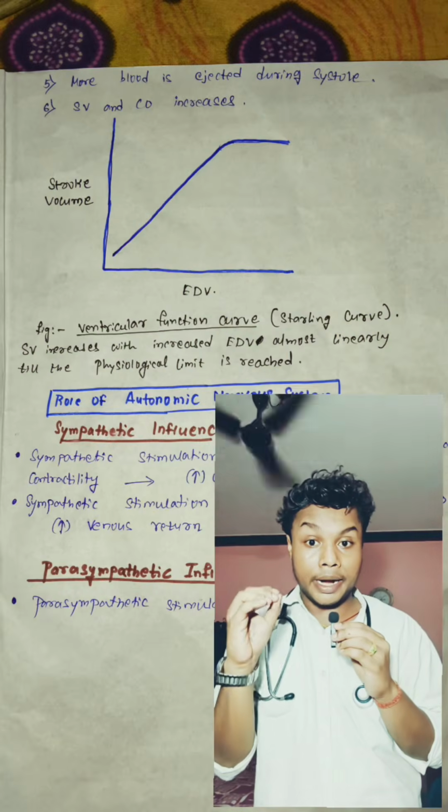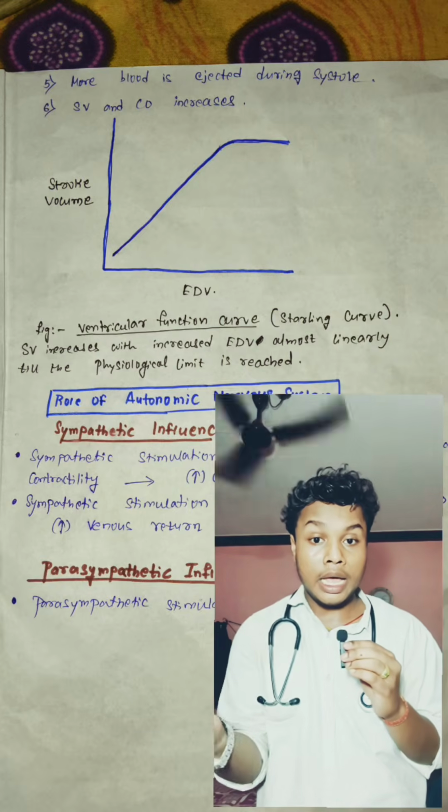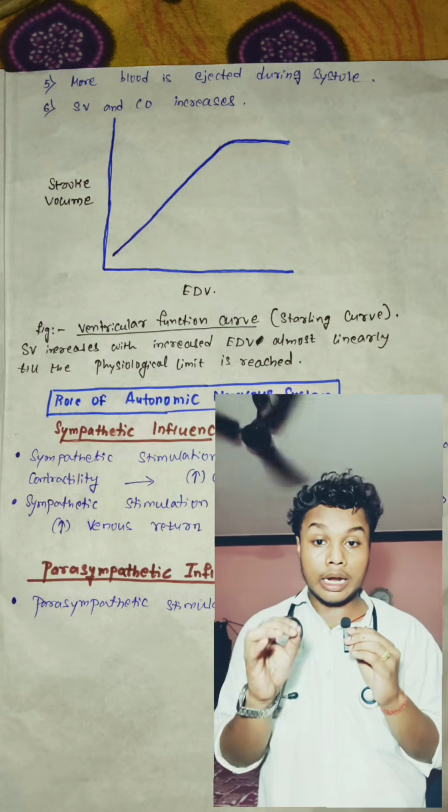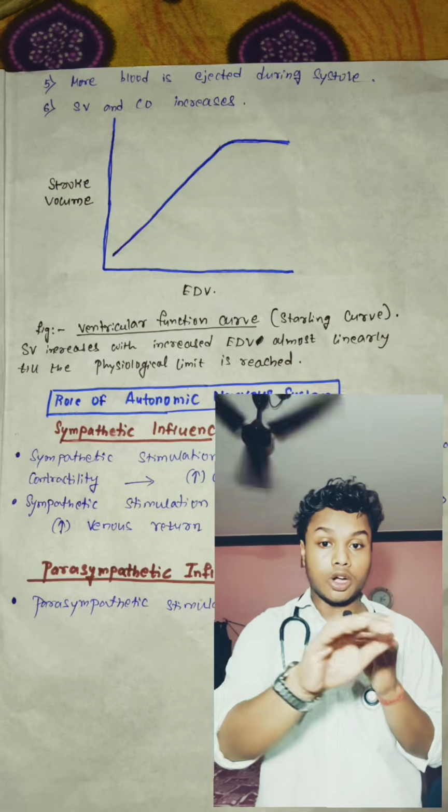The graph shown beside is the ventricular function curve or the Starling curve. In the graph, we can see that the y-axis represents the stroke volume and the x-axis represents the end diastolic volume. The graph is almost linear till the physiological limit is reached. After the physiological limit is reached, the graph becomes constant.